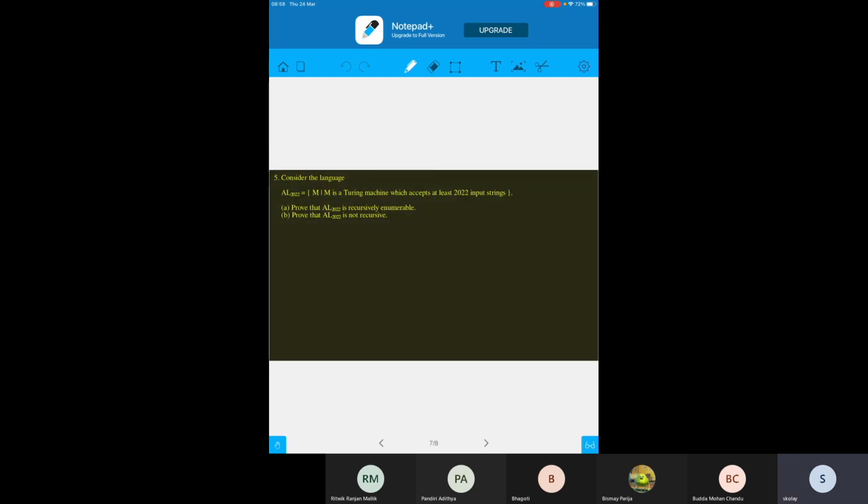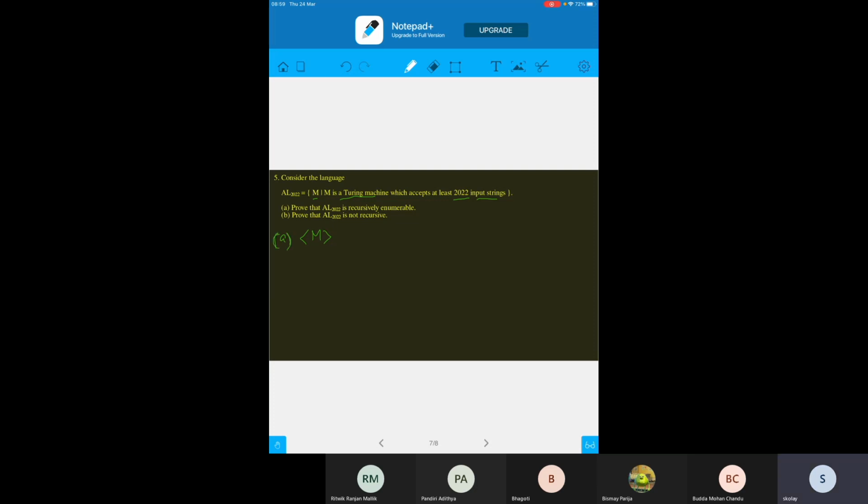Okay, so let's try one more problem. AL 2022 is the set of all machines. You can think of this as a language because every machine can be encoded as a binary string. So all Turing machines that accept at least 2022 input strings. Part one is: prove that AL 2022 is recursively enumerable. So you have to give me a Turing machine algorithm for AL 2022. So the input of AL 2022 is some encoding of M.